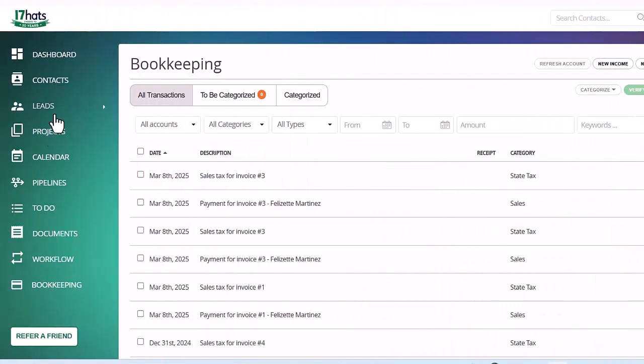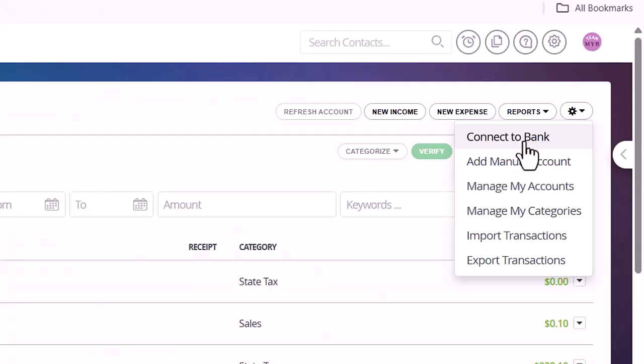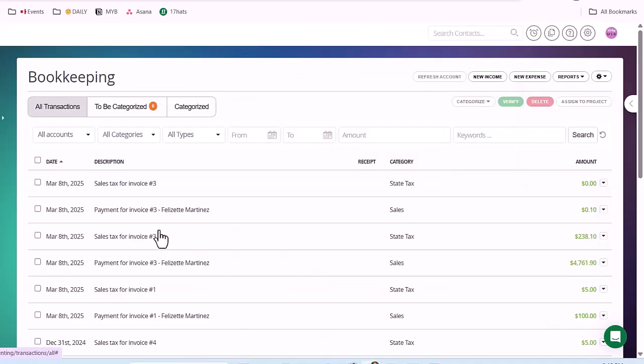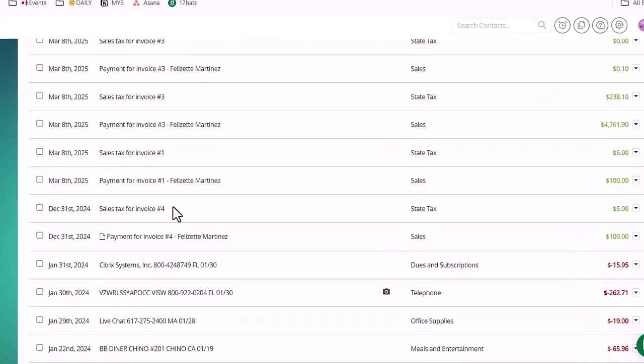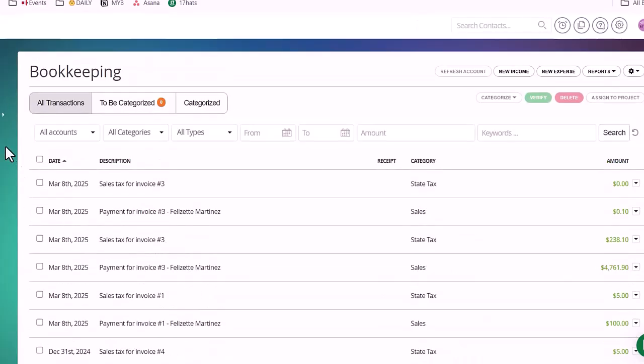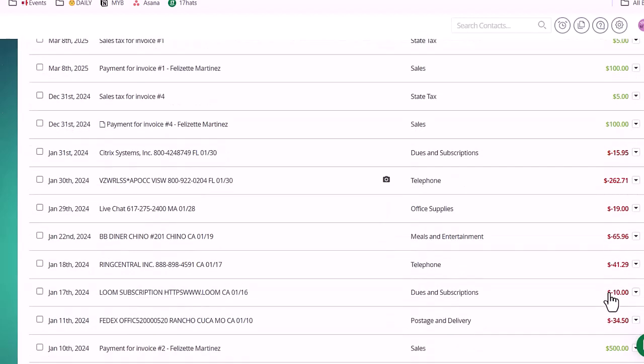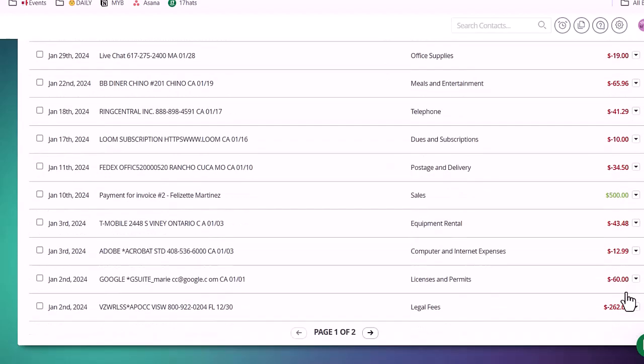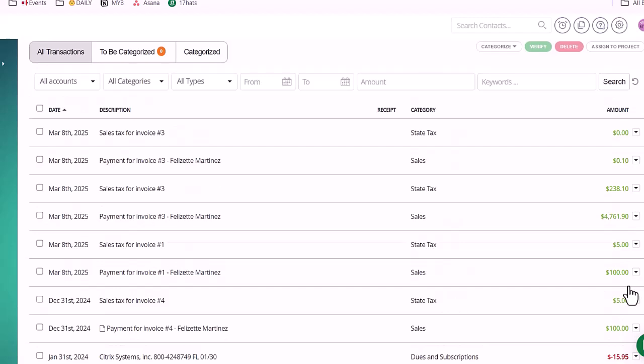So let's start with the 17 Hats bookkeeping feature. And if you haven't watched my 17 Hats bookkeeping videos, please click on the links below in the video. When you are in 17 Hats bookkeeping, you can absolutely bring in your transactions by either connecting the bank or importing the transactions into your bookkeeping area. In addition to income coming through your invoicing from 17 Hats, reflecting the payments and even sales taxes, you'll also be able to see all of your expenses because you've linked your bank to your 17 Hats. So all of that is working really well in 17 Hats.